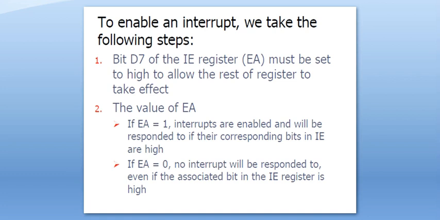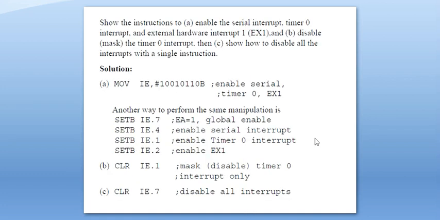So next, here we have an example, to see how we are going to enable or disable the interrupts by software. You can see here, show the instruction to enable. First one is to enable the serial interrupt, timer 0 interrupt, and external hardware interrupt. So they ask you to enable all the serial interrupts, then timer 0 interrupt and external hardware interrupt.